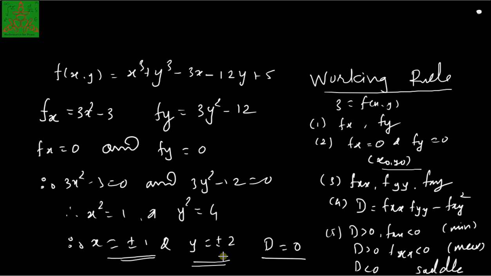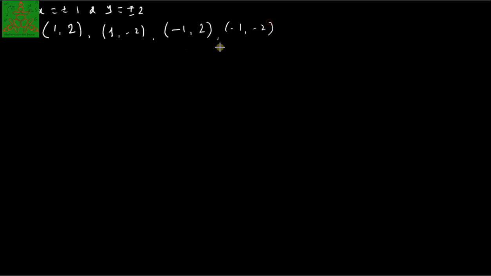So the 4 possible critical points are (1, 2), (1, -2), (-1, 2) and (-1, -2). So these are the critical points you will have.